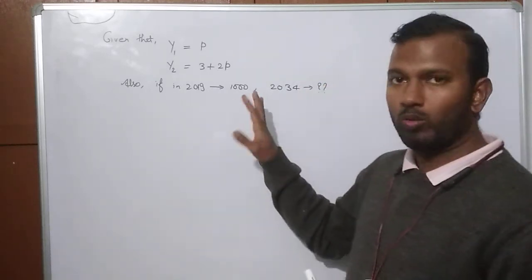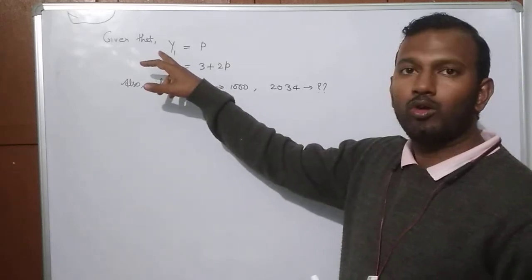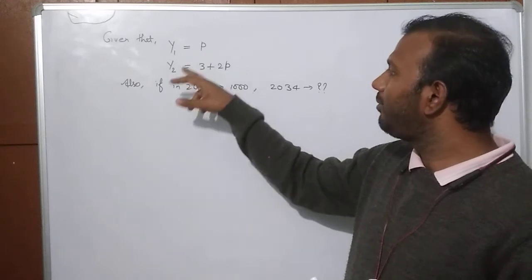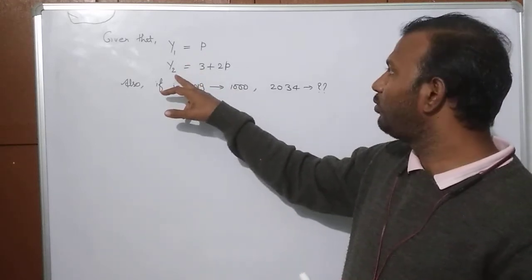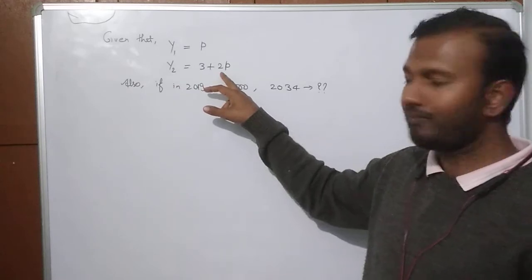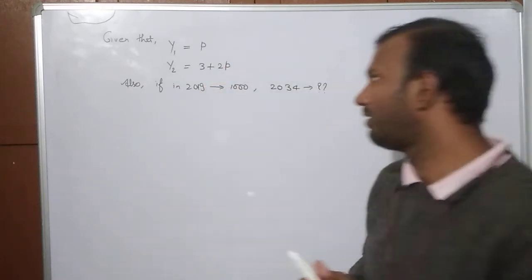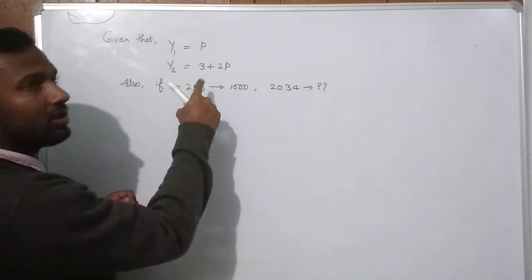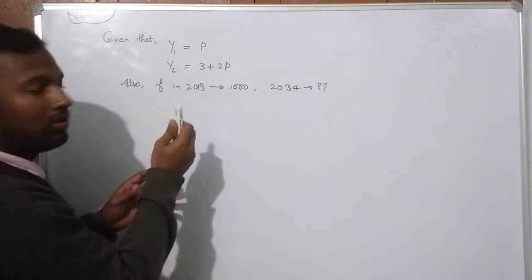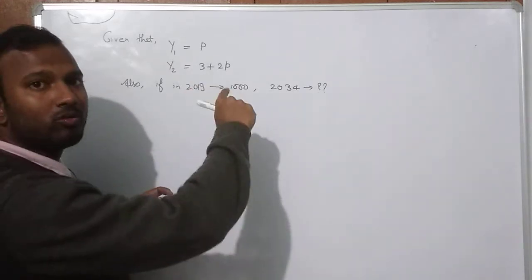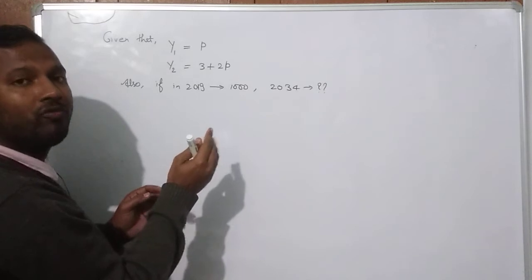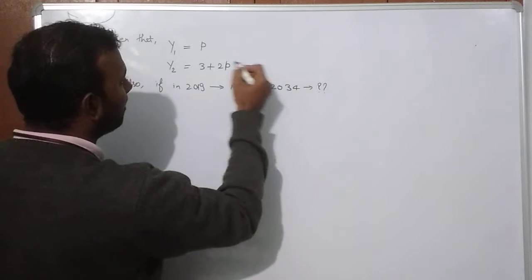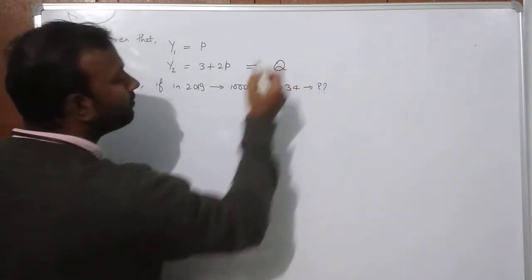So what the question says: in the beginning of any year, let's say that is y1, it is P, and then in the beginning of the next year, y2, it becomes 3 plus 2P. So from here we can say the population is getting increased. How? 3 plus 2 times the previous one. Let's say the new population is now Q.